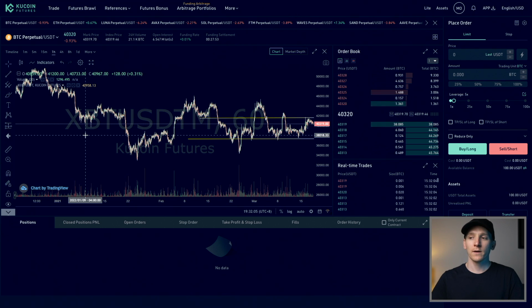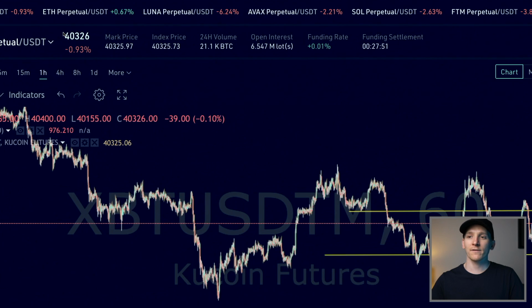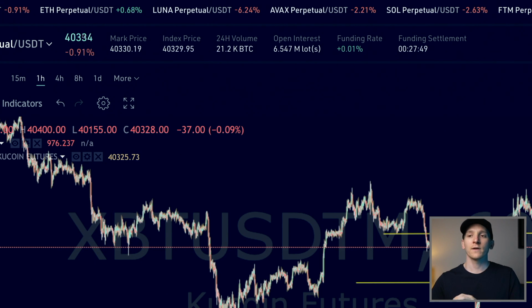The next thing that's very different in the futures market is the different prices you get. You get a mark price and an index price. This doesn't happen in the spot market. So as you can see up on the right-hand side here, you have the price, the actual price that people are trading at on KuCoin. So this is Bitcoin at 40,340. You have a mark price and an index price.